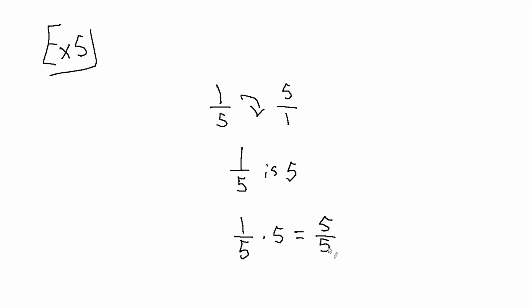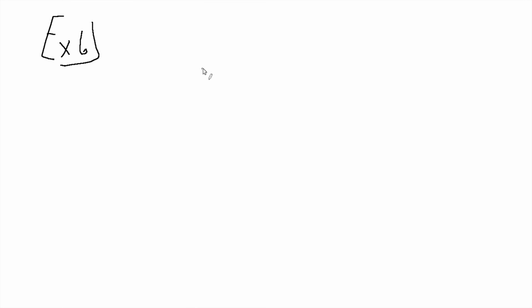You would get 5 over 5, which would also equal 1. So anytime you get 1 as your value when you test to see if you did the reciprocal correctly, anytime you get 1, you did it correctly.